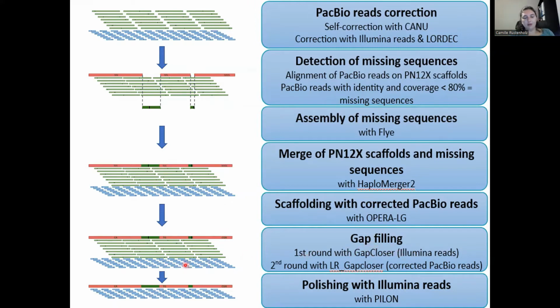So we used the Illumina reads here in blue and the software Gap Closer as the first round of gap filling, to help resolve the N regions, the gaps previously identified. And then we performed the second round with the LR Gap Closer, which uses corrected PacBio reads. Then after the gap filling, so resolving the N gaps region, we perform polishing of the sequence. So polishing is correcting the last errors that remain using Illumina reads and the software Pilon.